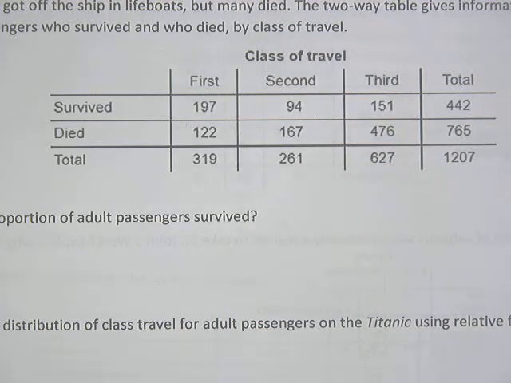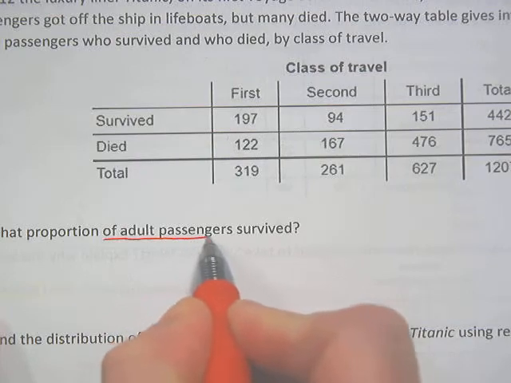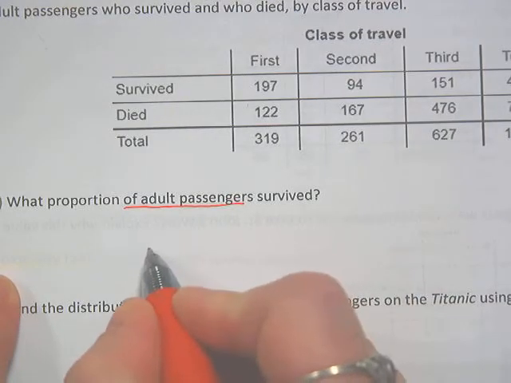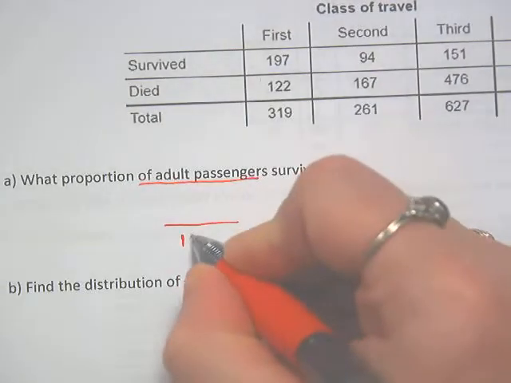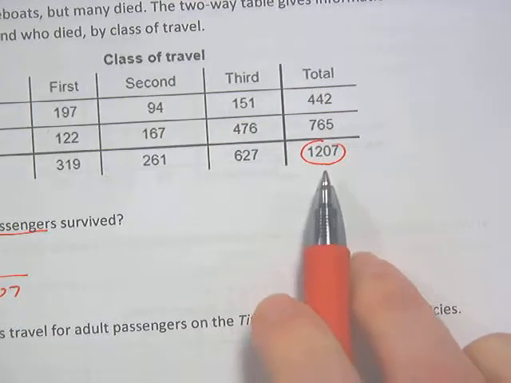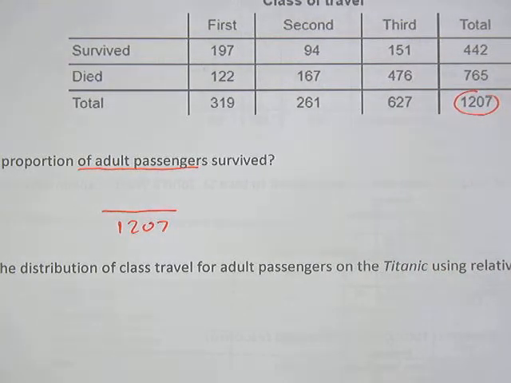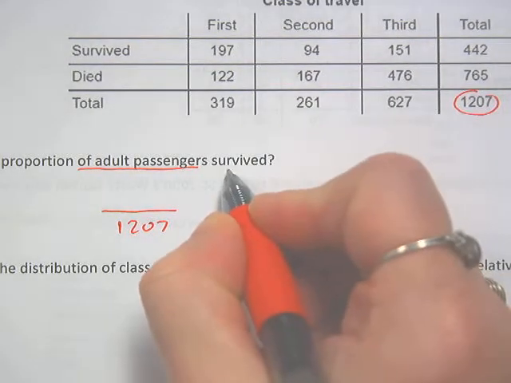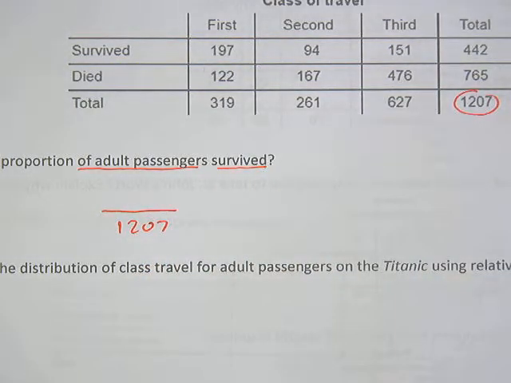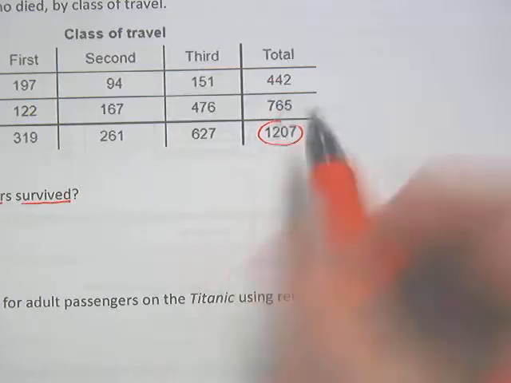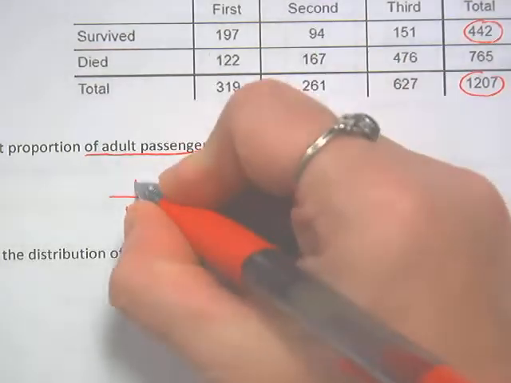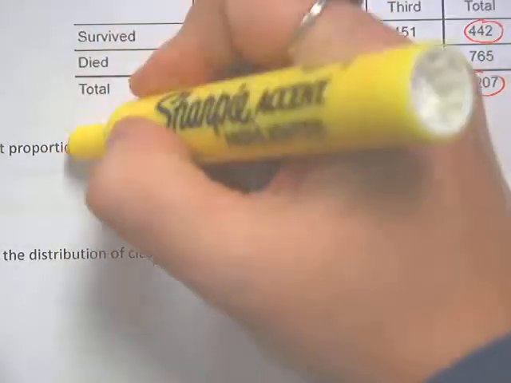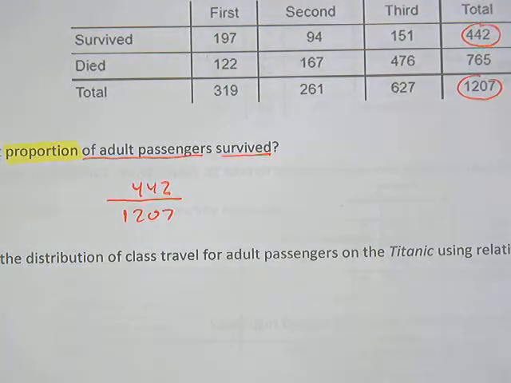Okay, part A says, what proportion of adult passengers? So what would my denominator be if it's of the adult passengers? Yes, that's everybody. Good. Because everybody in this table represents the adult passengers on the Titanic. Good. How many survived? Survived 442. And both of those numbers are on the edge. So go ahead and figure out this proportion, and then I want you to add on there what kind of relative frequency it is.